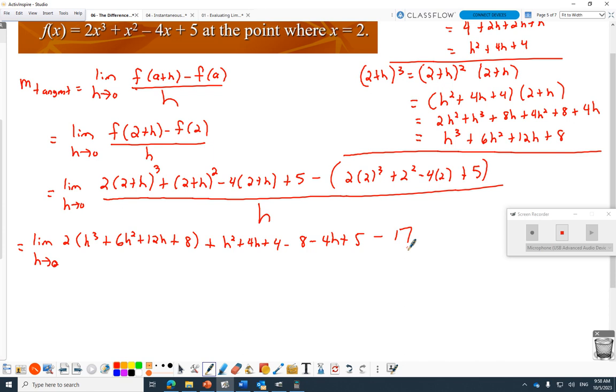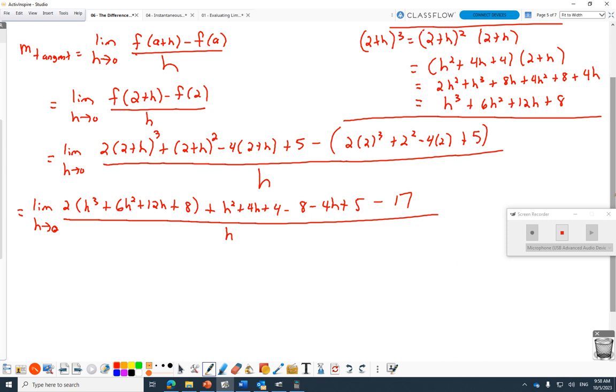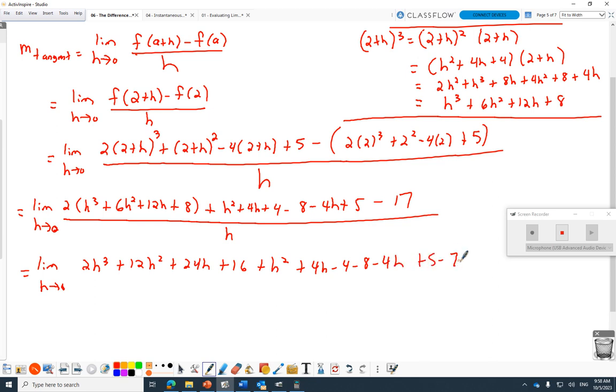All over h. I'm going to do that whole dramatic speech again after I multiply out these brackets, okay? I'm going to multiply out one more set of brackets, and then I'll do the dramatic speech about what the heck is going on here. 2h cubed plus 12h squared plus 24h plus 16 plus h squared plus 4h minus 4 minus 8 minus 4h plus 5 minus 17.